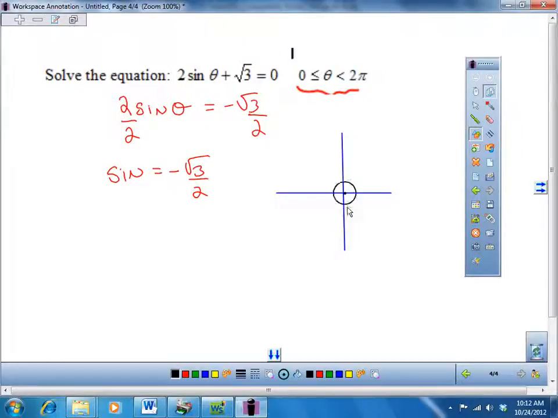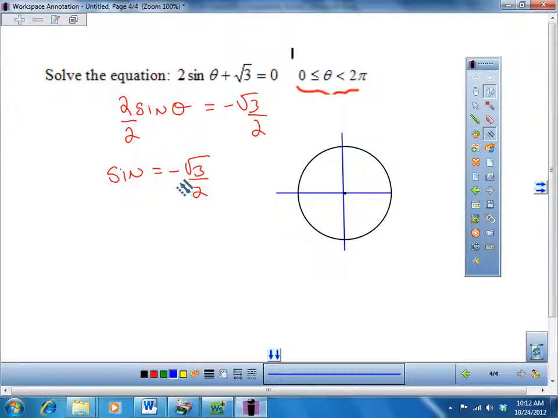So I want to find all places on my unit circle where sine is negative root of 3 over 2. So there are places where sine is negative. Where are those, two quadrants? Quadrant 3 down here and quadrant 4 down here, where this reference angle is 60 degrees. This is called the reference angle, the angle that it makes with the x-axis. So this is 60 degrees or pi over 3 radians, and this is 60 degrees or pi over 3 radians.